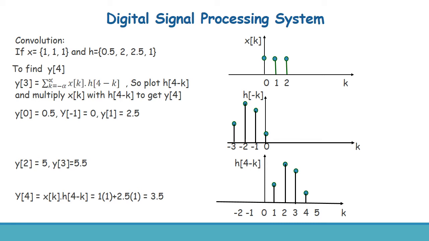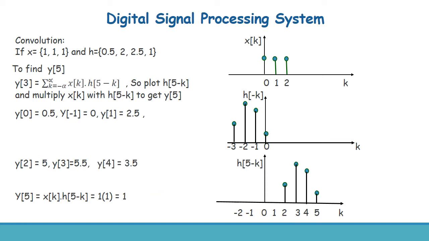So after I get h of 4 minus k, I multiply h of 4 minus k with x of k, I get y of 4. So that is 3.5. Now to get y of 5, instead of n, I substitute 5, and I do the same thing. H of minus k is shifted towards the right by 5 places, and then I multiply x of k with h of 5 minus k. So what I get is 1.